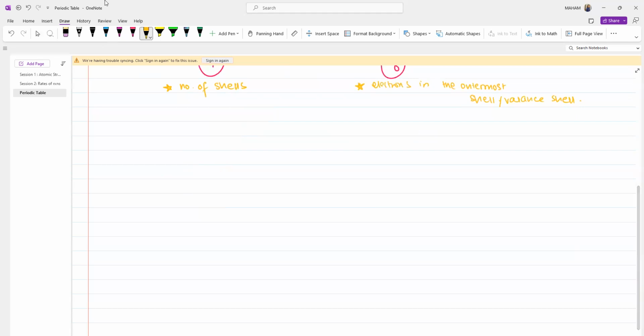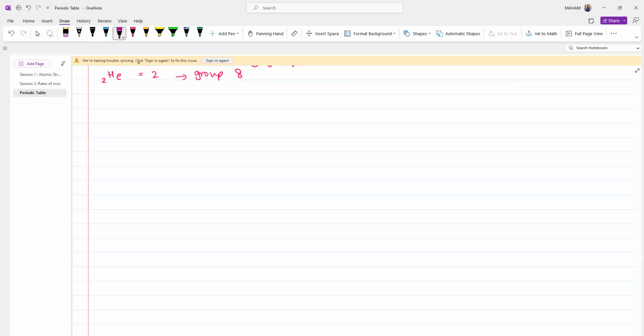However, we do have some exceptions here. I'll write them here. There is hydrogen, which is not in any group. And then there's helium, which is in group 8.